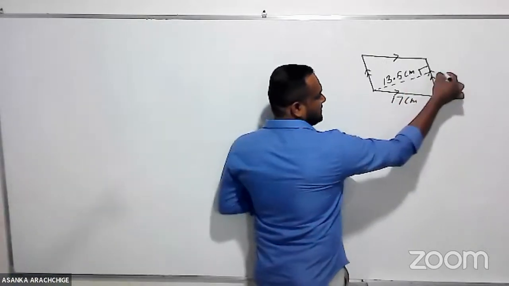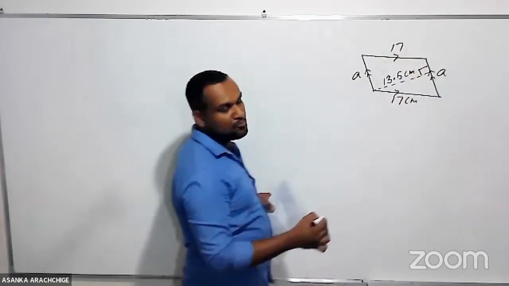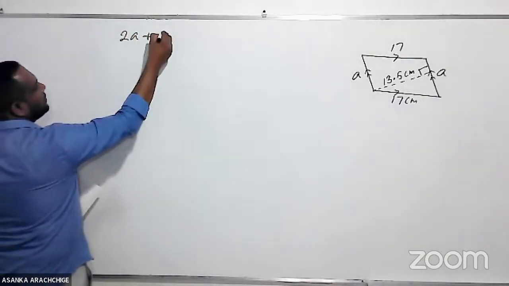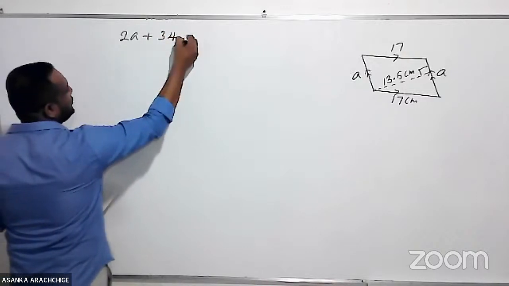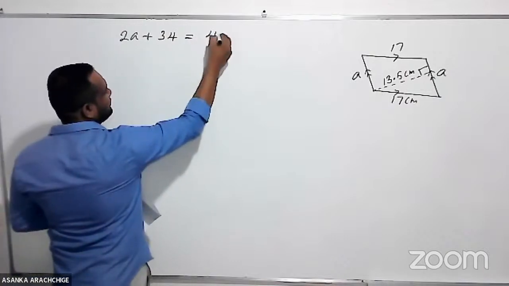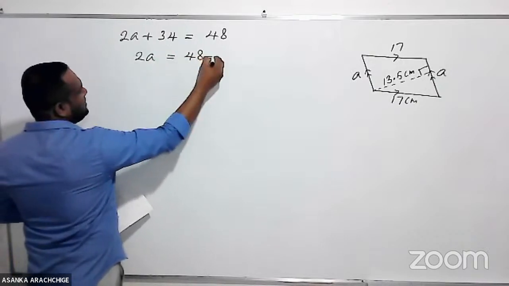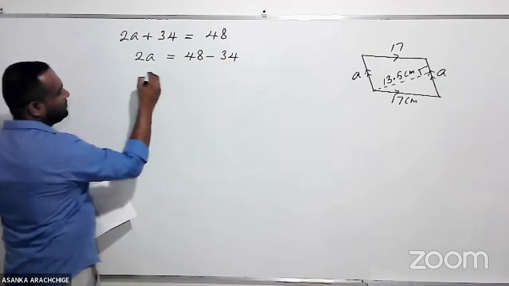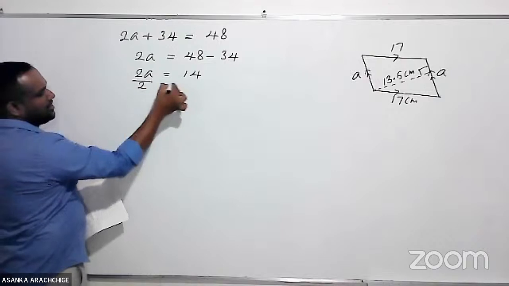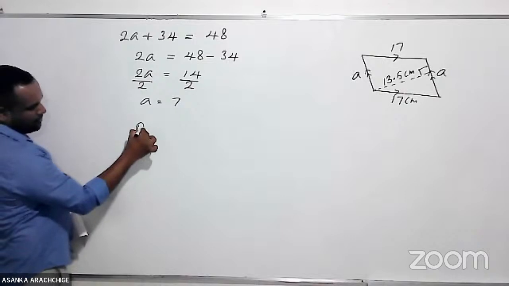So again, I take this side as A. So this is also A, 17, 17. A plus A, 2A. 2A plus 34 is equal to 48. Therefore, 2A equals 48 minus 34, 14. A equals 7.